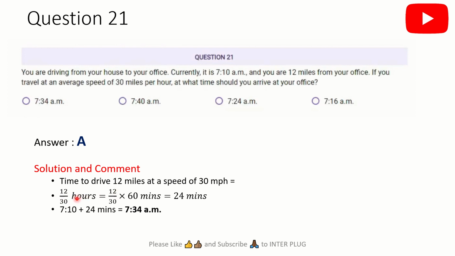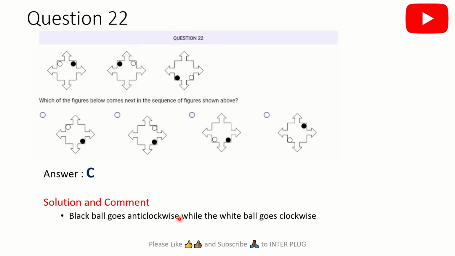But then I need to convert this into minutes. So that's 12 over 30, and I multiply by 60 to convert hours into minutes. That simplifies the expression and gives me 24 minutes. And when I add 24 minutes to 7:10 a.m., I get 7:34. So the answer is A. Good one.